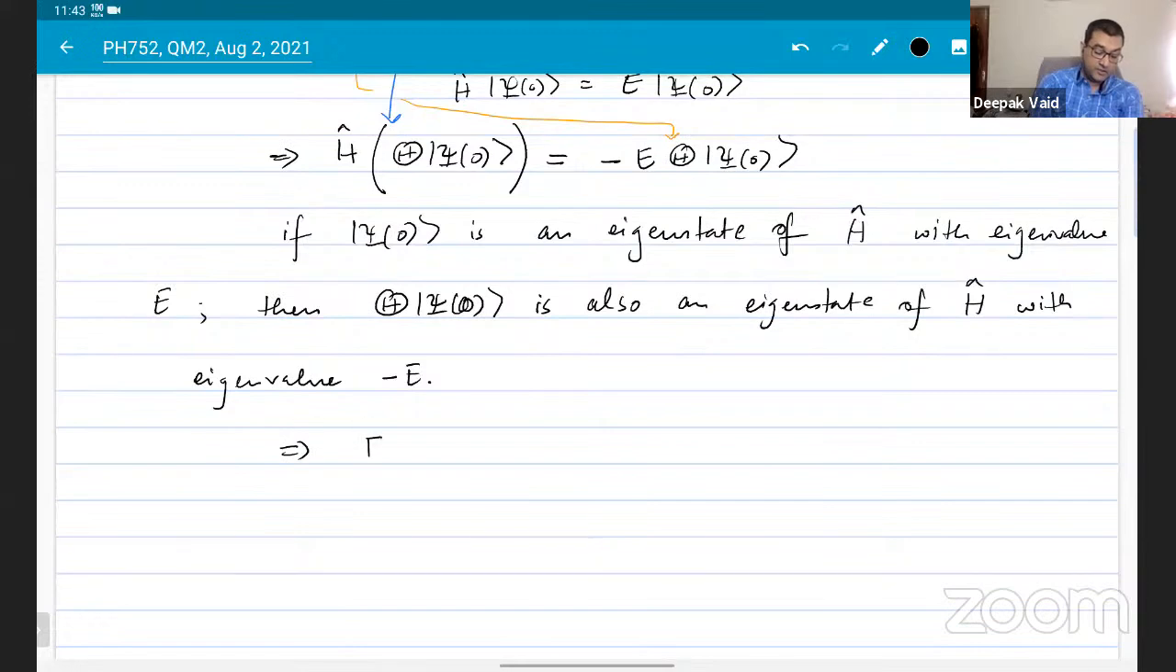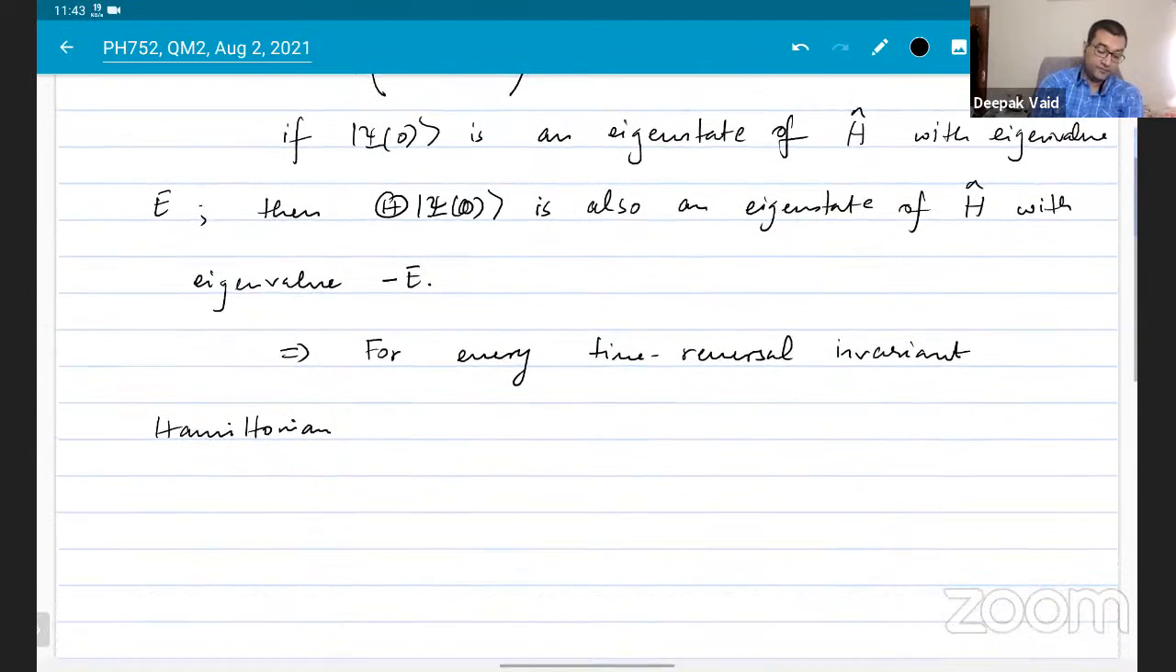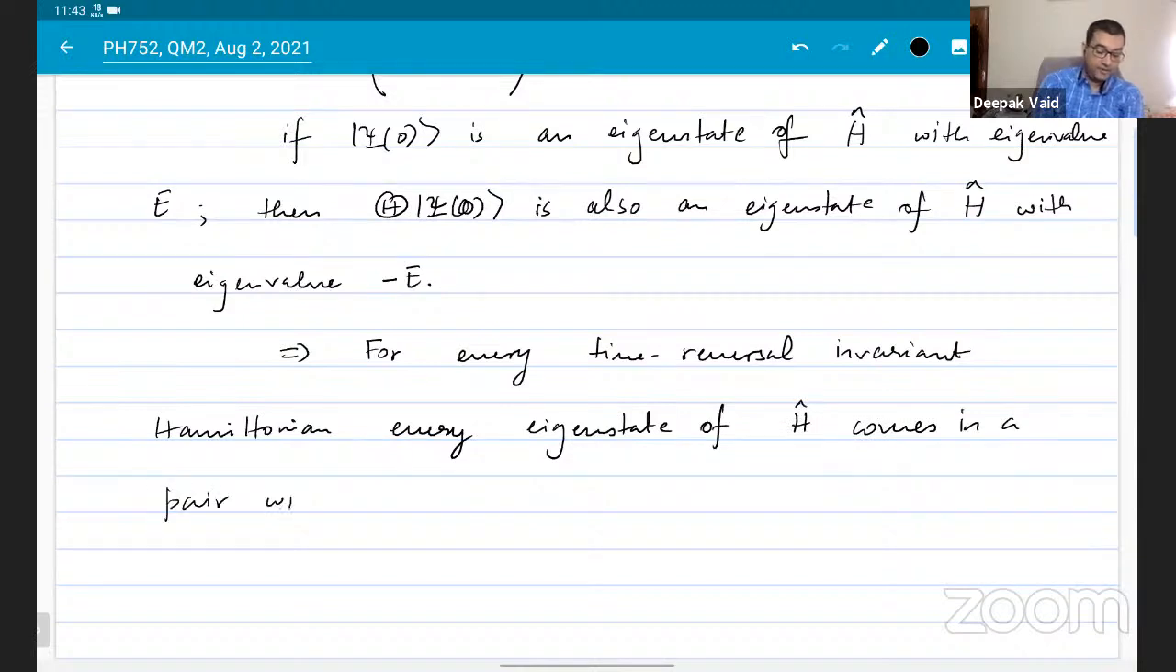In other words, this would imply that for every time reversal invariant Hamiltonian, right? Because remember that we have started out with the assumption that our Hamiltonian is invariant under time reversal. Every eigenstate of h comes in a pair with eigenvalues E and minus E, right?